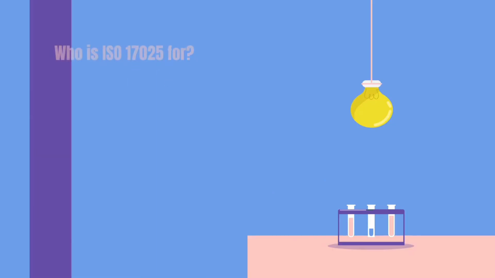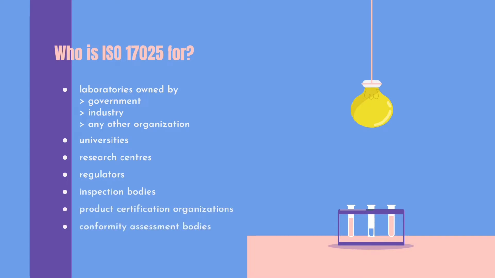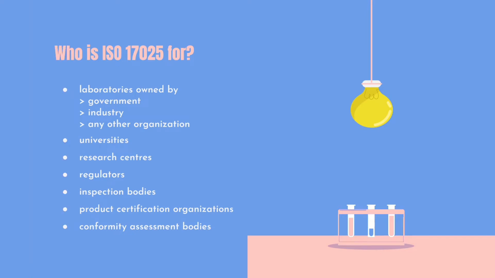Who is ISO 17025 for? It is applicable to all laboratories performing tests and calibrations whether they are owned and operated by government, industry, and any other organization. The standard is also useful to universities, research centers, regulators, inspection bodies, product certification organizations, and other conformity assessment bodies with the need to do sampling, testing, or calibration.